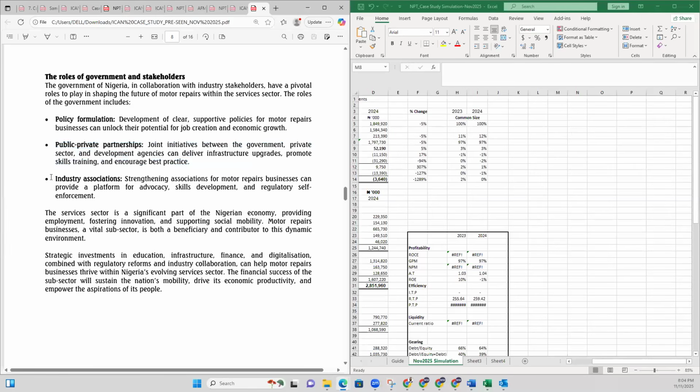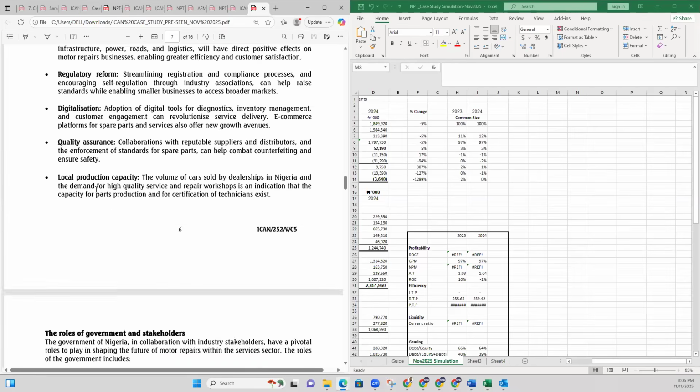And then industry associations now. It says strengthening association of motor repairs business can provide a platform for advocacy, skills development, and regulatory self-enforcement. And that's exactly what I just finished talking about, where you begin to scrutinize the association, and then the association can dive down to scrutinize their own members, such that if you do this, this is your fine. We track you down to ensure that you are doing the right thing.